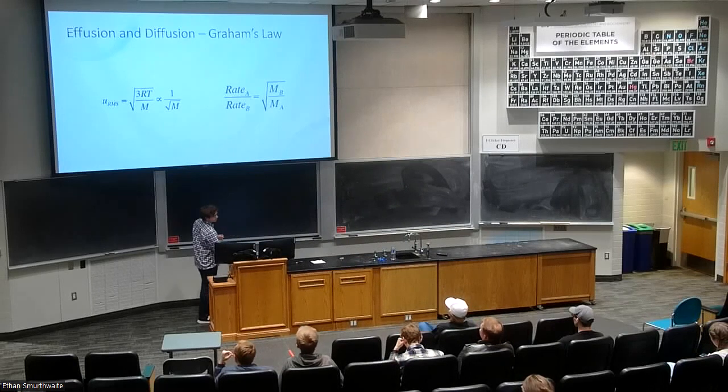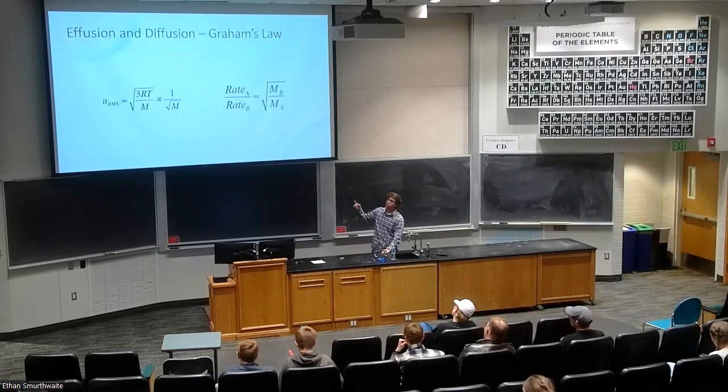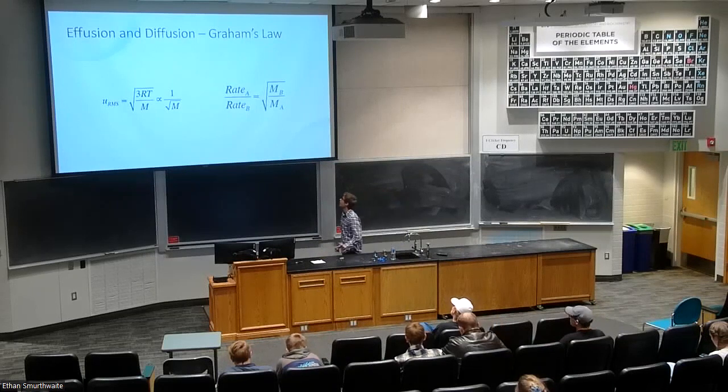So we have Graham's law. Graham's law is basically the law that you need to know for effusion and diffusion. With Graham's law, you can calculate root mean square speed, okay? Which you're going to need to do, and we're going to do some practice problems with it. And you can also compare rates of effusion and diffusion, okay? Any questions about these formulas?